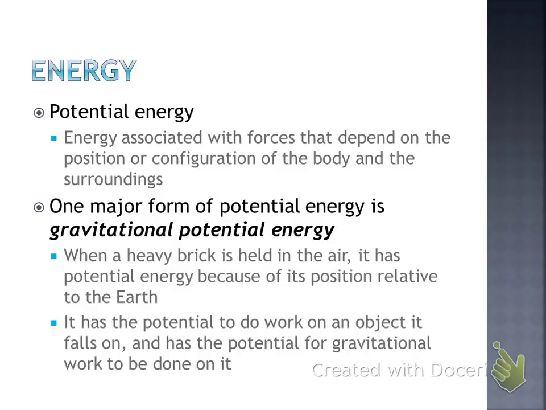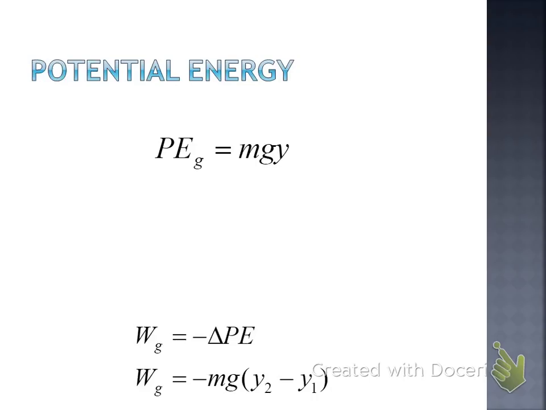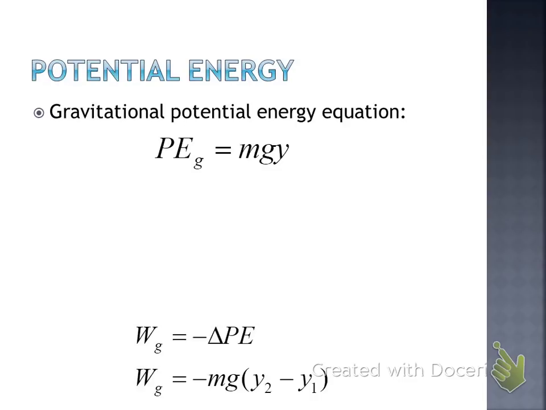Okay, so this is gravitational potential energy. We're going to look at gravitational potential energy and spring potential energy, but this is going to be the very most common form that we'll look at. Here's our equation for potential energy. Usually I'm going to leave the G off because we use potential energy most often for gravitational, and it's got gravity in it. So that's a really good clue that it's for gravity.